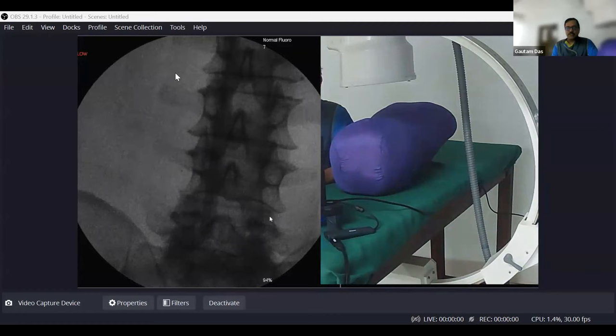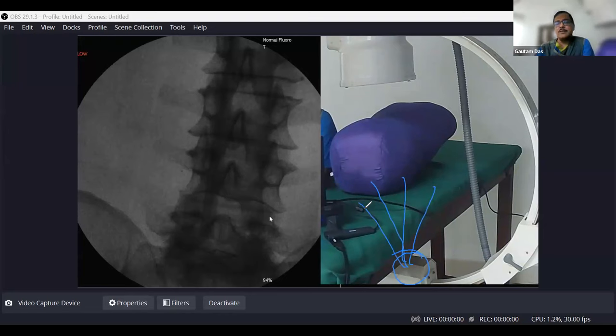We can see the C-arm there. Before we start, a little bit about the C-arm. Normally the C-arm has two parts. One part is below, what you can see here. This is your X-ray tube from where the X-rays are emitting. And remember that X-rays are diverging, like that. It's not parallel.